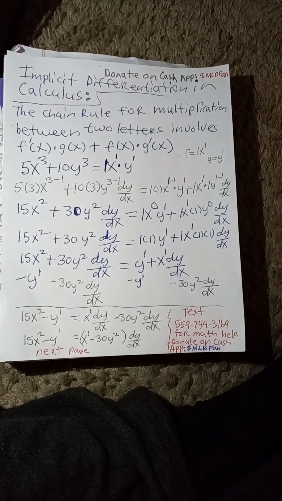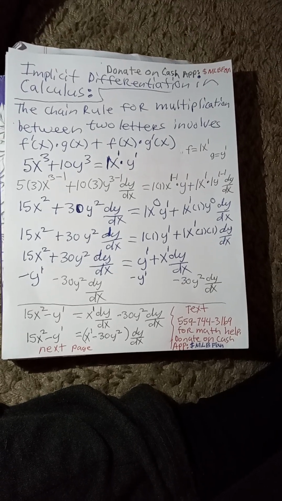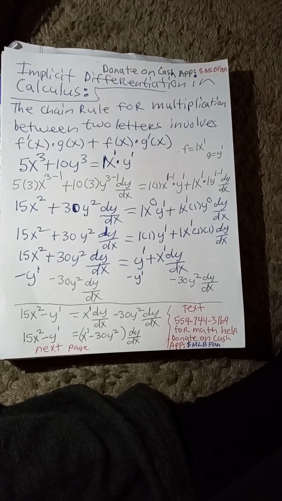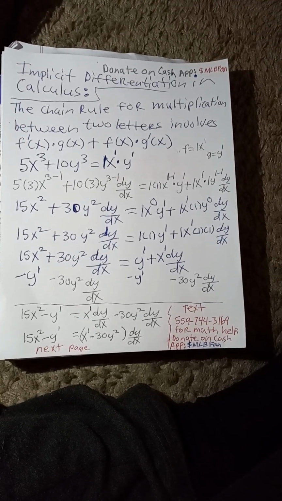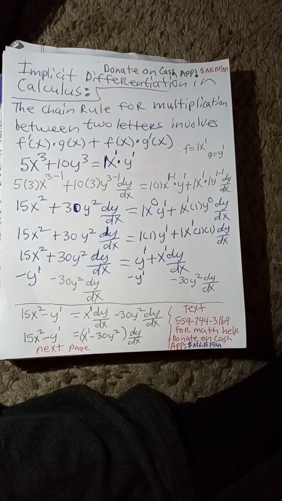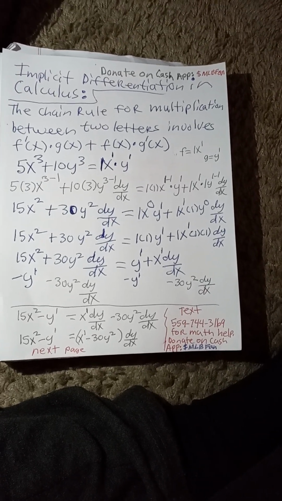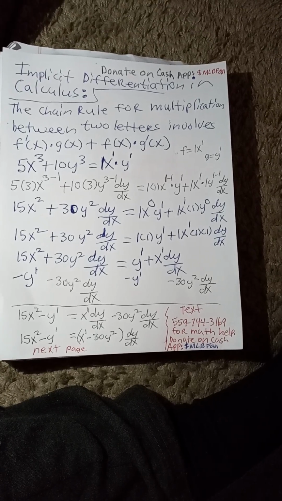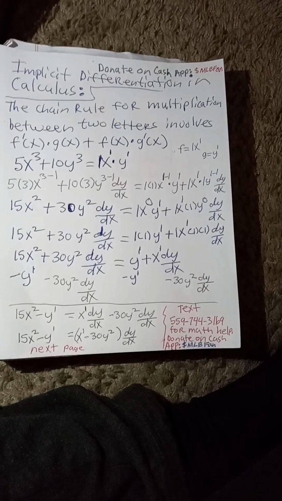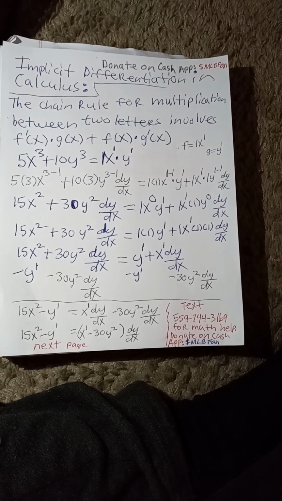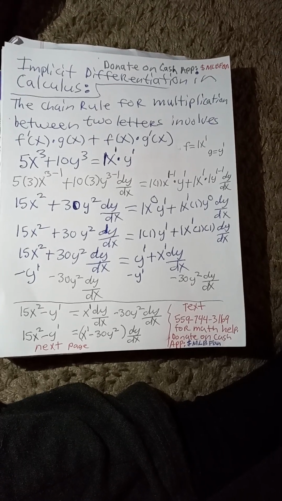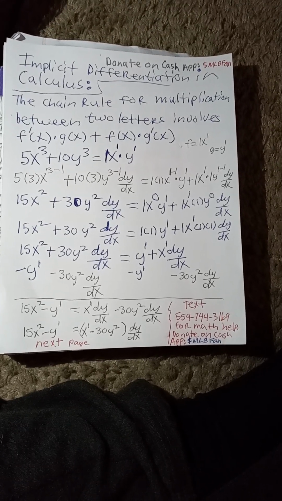So we need to get the terms with dy divided by dx on one side and the rest of the items on the opposite side. So on the right hand side, I want to subtract y to the first power and move it to the left side, and so I will need to subtract y to the first power on the left side as well. Whatever we do on one side of the equation, you have to do on the other.